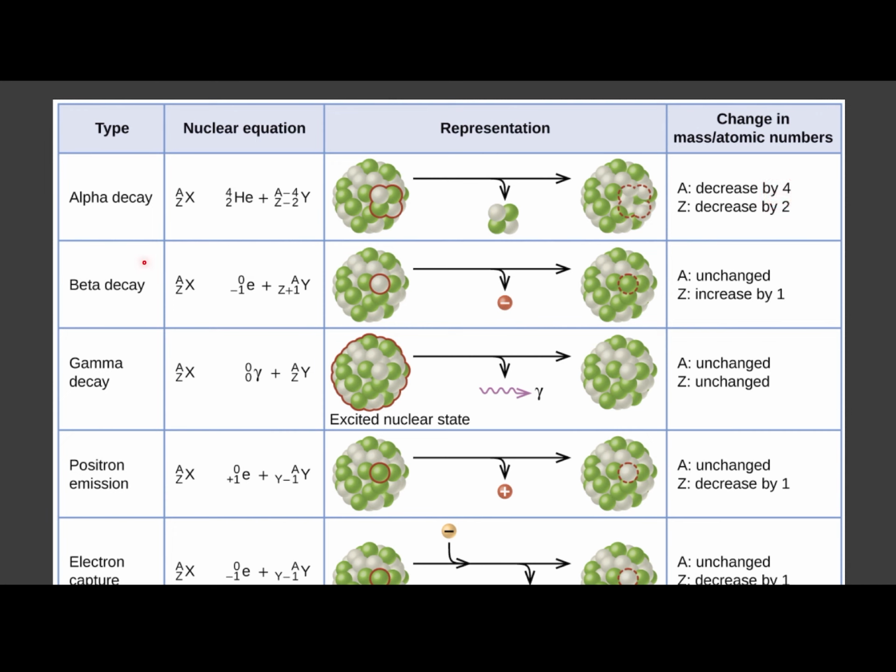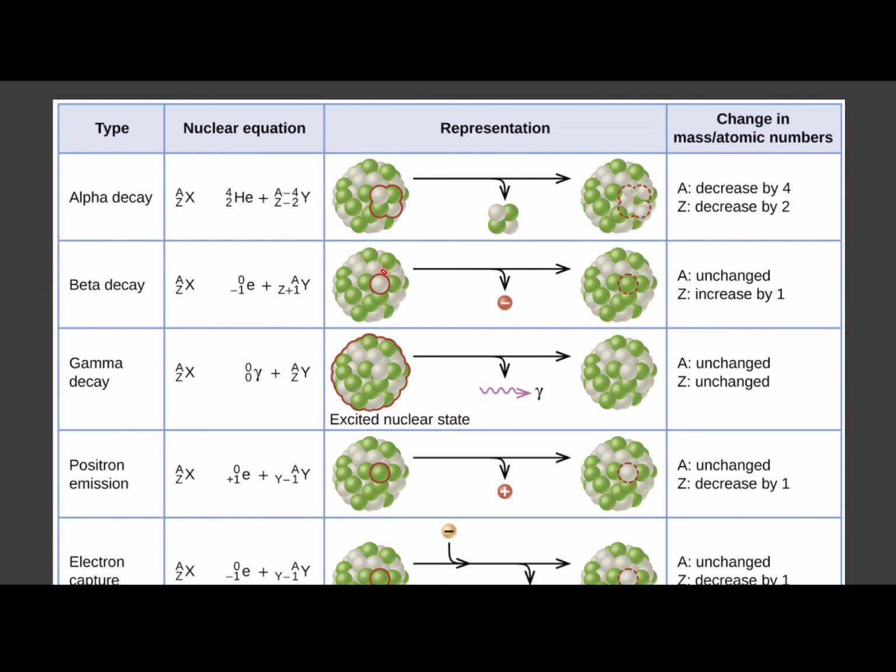Now the second type of radioactive decay would be beta decay. Beta decay involves the ejection of a high-speed electron from the nucleus. So we can see that we have a Z value, and instead of it decreasing like in the alpha particle emission, we have an increase by 1.